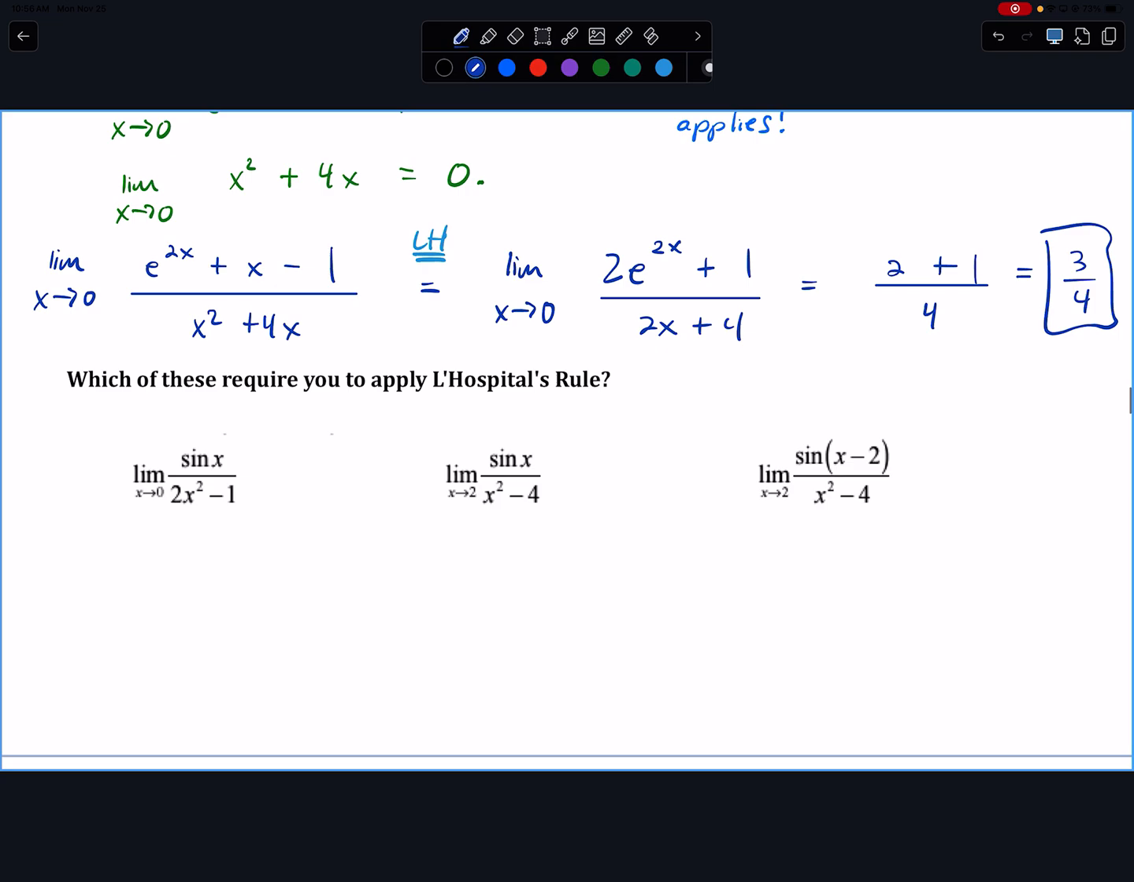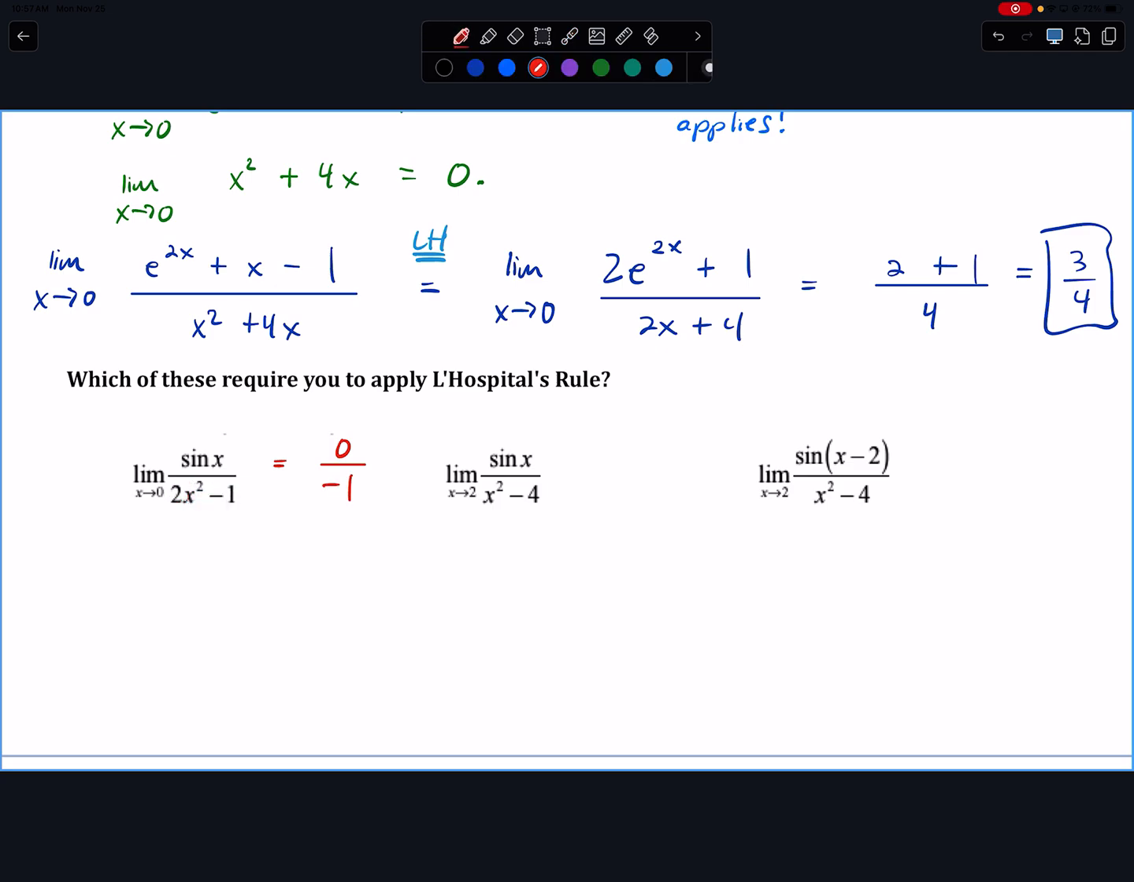So, question for you guys. Which one of these can I use L'Hopital's rule for? So this is a trick question because just because we see limits now does not automatically mean you do L'Hopital's rule every time. You only do it if it becomes an indeterminate form. Okay, so watch. If I plug in 0, what's the sine of 0? That's 0. If I plug in 0, what's 0 squared? What's 0 times 2? What's 0 minus 1?